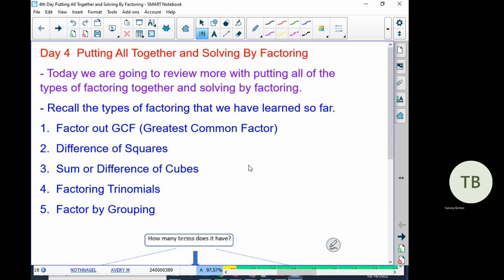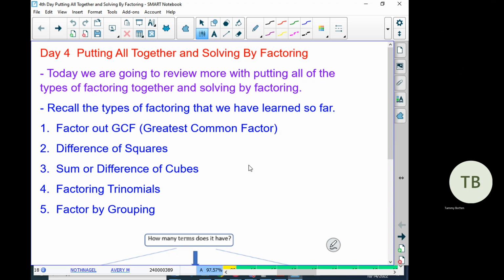All right, so today what we're going to do is not learn anything new. We're just going to put everything together. Actually, we are learning something new. We are learning how to solve by factoring. I did push that off till today. We are going to learn that, but that's just one extra little step. It's not a hard thing.